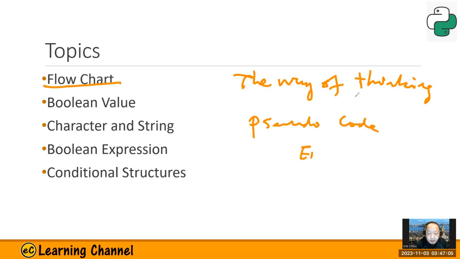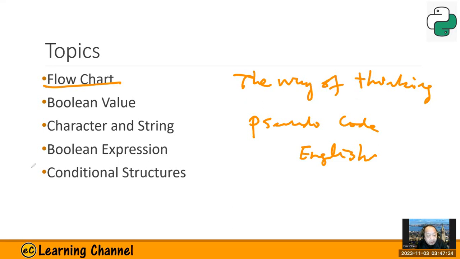Pseudocode is English-like plain language to describe your problem or your solution. So this is very important before you actually write your program in Python. You can use flowchart or pseudocode to explain it.